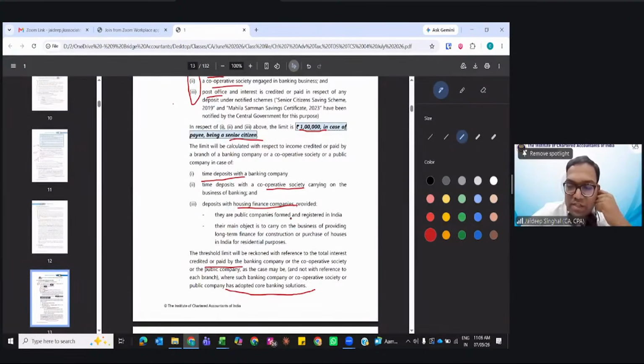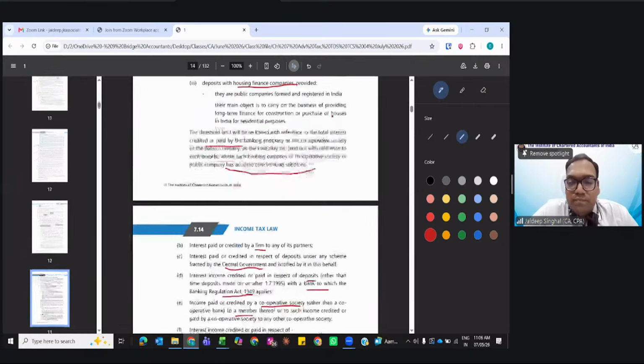And you have always studied the concept: whenever the amount exceeds the threshold, let's suppose interest is 1 lakh 10,000. TDS will be on the entire 1 lakh 10,000 or the balance 10,000? It will be on the entire amount. There are only two sections that we will study where it is on the balance. Otherwise, it is on the entire amount. We will come to it today.